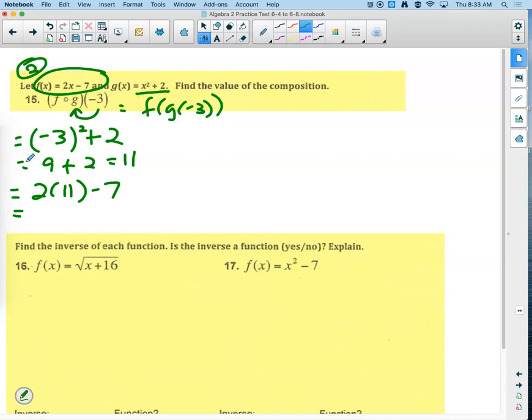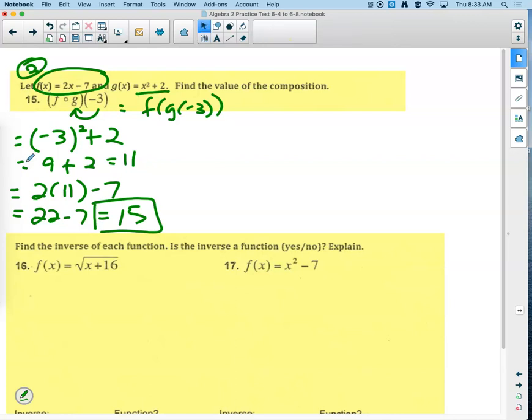So what is 2 times 11? 22. And what is 22 minus 7? 15. And we've got it. So closest variable first, that's where it goes. Get your answer and plug it into the other variable.